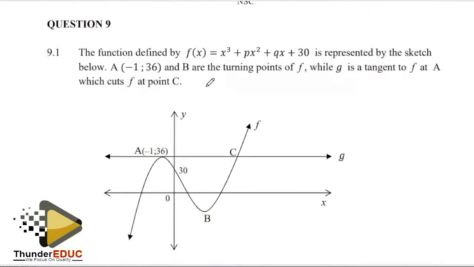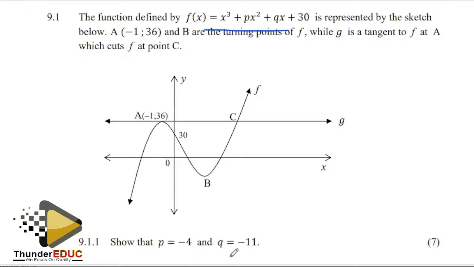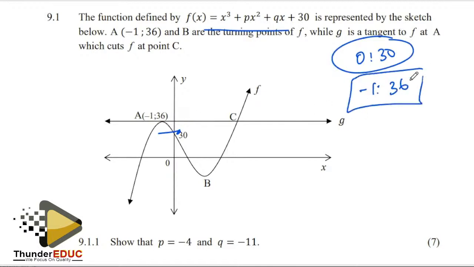Okay, they gave us a function. Here we go. Represented by the sketch, we have -1 and 36, and then B is a turning point, while G is a tangent of F. Show that P is that, and Q is that. We have 2 points, guys. We have the 30, so that is a 0 and a 30. Then we have -1 and a 36.